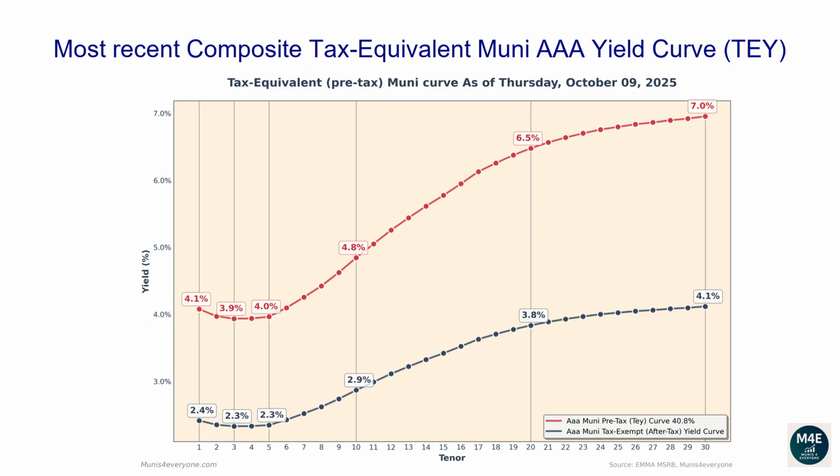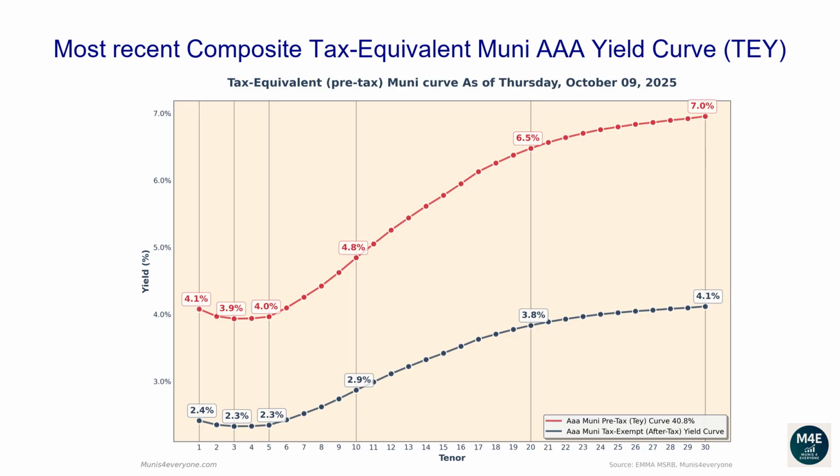Let's now go over the most recent composite tax-equivalent Muni AAA yield curve. The following graph shows, in red, the tax-exempt after-tax Muni yield curve, versus in blue its tax-equivalent pre-tax version assuming a 40.8% top tax bracket, as of October 9, 2025. Why would you care to see the tax-equivalent version of the Muni yield curve? More on this later. Let's first go over the pre-tax, aka tax-equivalent yield curve.